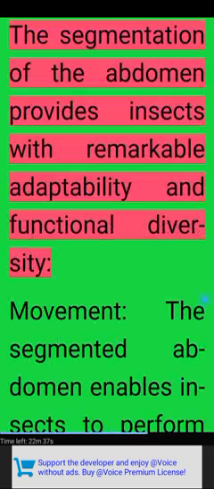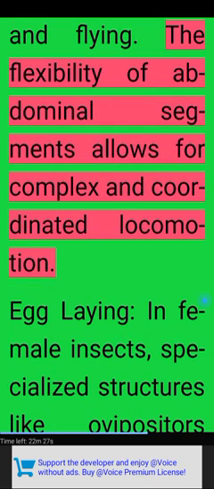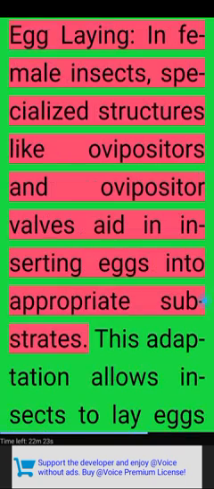Importance and adaptations. The segmentation of the abdomen provides insects with remarkable adaptability and functional diversity. Movement. The segmented abdomen enables insects to perform various types of movements, such as crawling, swimming, jumping, and flying. The flexibility of abdominal segments allows for complex and coordinated locomotion.